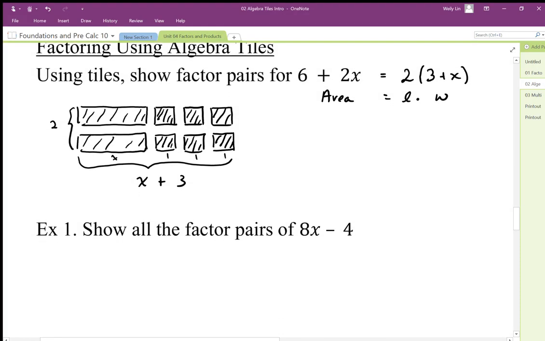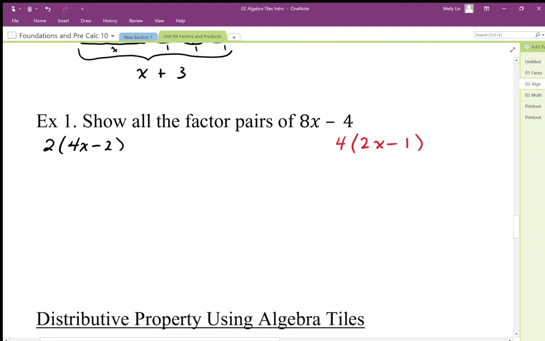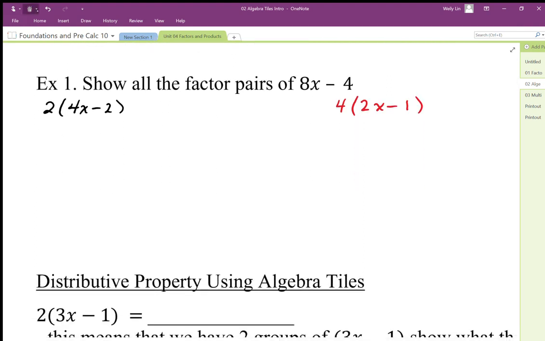Okay, so what are the factor pairs for 8x minus 4? Well, I can put this into groups of 4 and groups of 2. So I'm going to do 2 different factors here. I'm going to do it in groups of 2. So I factor the 2 out, so it becomes 4x minus 2. And in a different color over here, I'm going to do a different one. I can do it in groups of 4. So 2x minus 1. Okay, so what does this look like when I rearrange these two into rectangles?